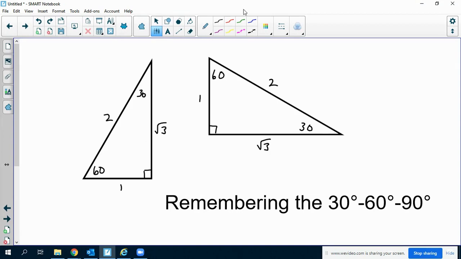This video is on finding the area of an equilateral triangle. So we'll go over 4 cases, but in order to do this, we need to remember the 30, 60, 90 triangle. So the side across from the 30-degree angle is half the length of the hypotenuse.